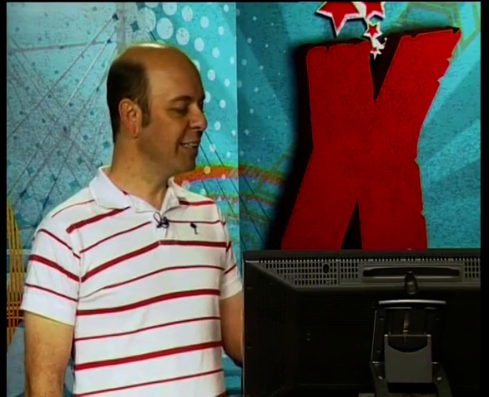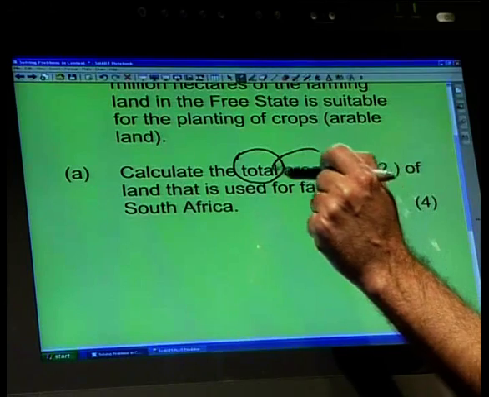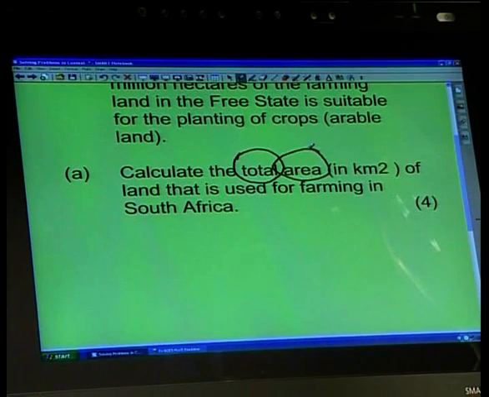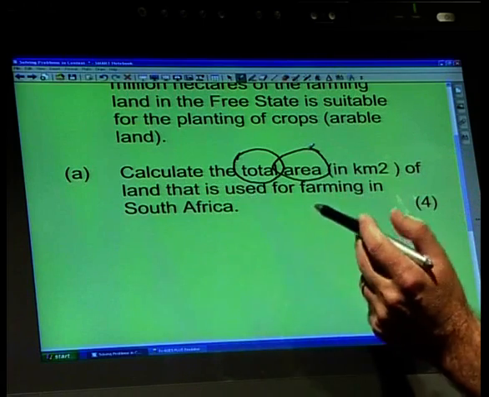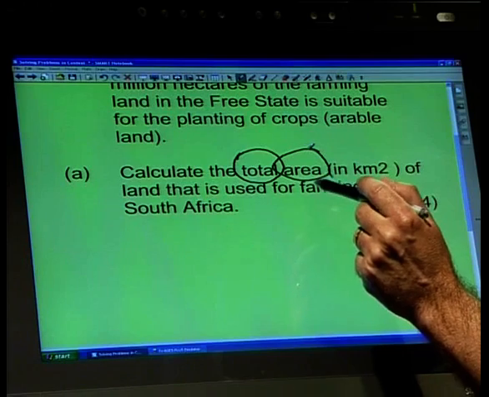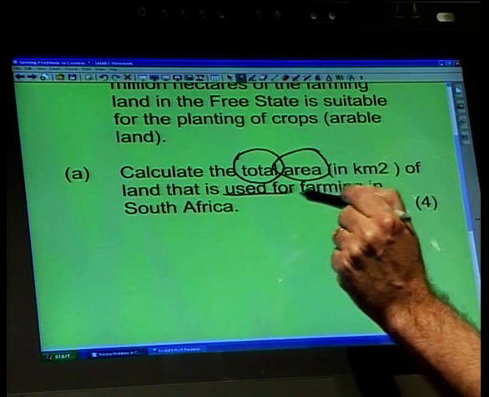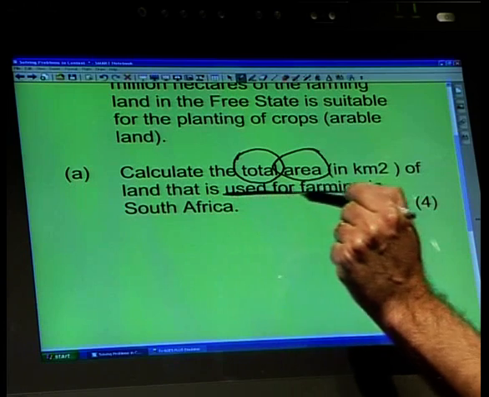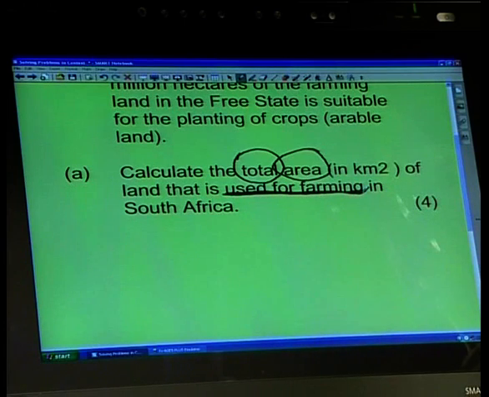Total means we're going to have to add some stuff up because we want to get to a total number. And what is it that we have to add? Well, here we have another very important word, area. They also want us to know that we want to find the land that is used for farming. So we've got to find a specific type of land. Now at this point, I suggest to my students, go back to the information that you were given. So let's go back and look at that table.